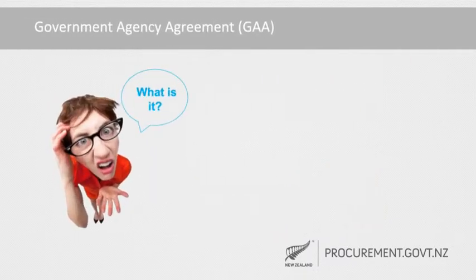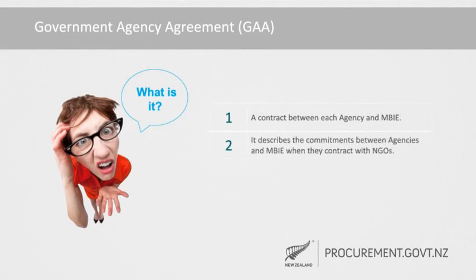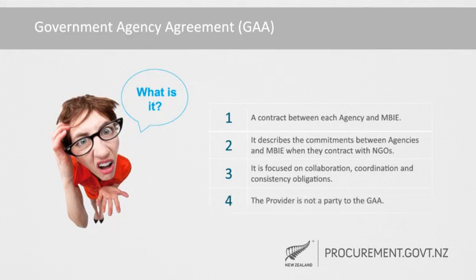The Government Agency Agreement is a contract between each agency and MBIE. It describes the commitments between agencies and MBIE when they contract to purchase services from any NGO. It is focused on obligations of collaboration, coordination, and consistency. The provider is not party to the Government Agency Agreement. So, what does it say?